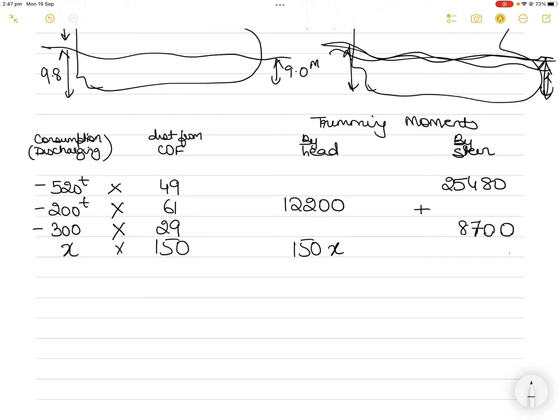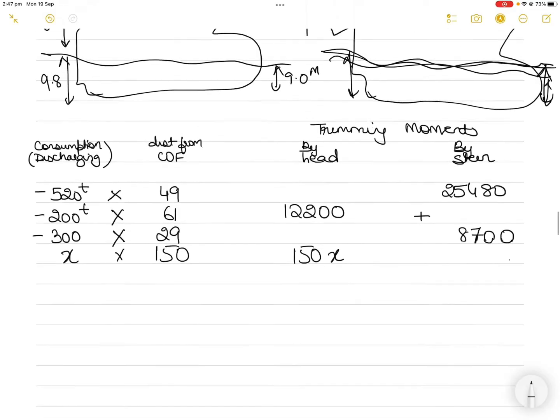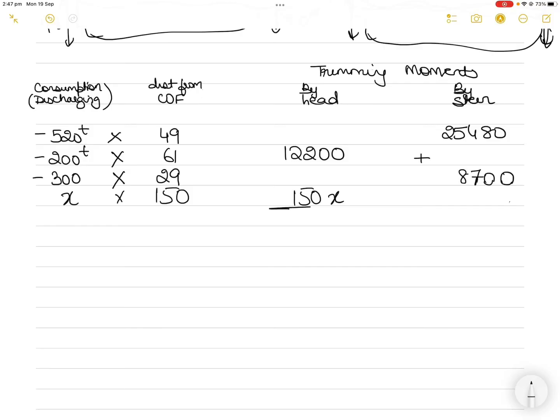Alright, so net moment. Let's calculate the net moment now. So the trimming moment by head is 150x plus 12,200, and the trimming moment by stern is 34,180.